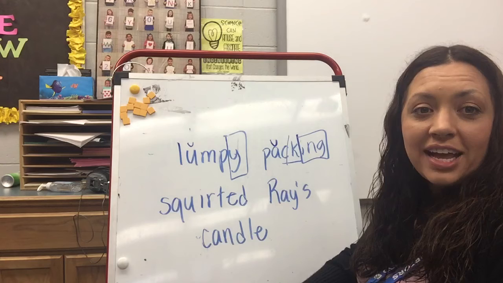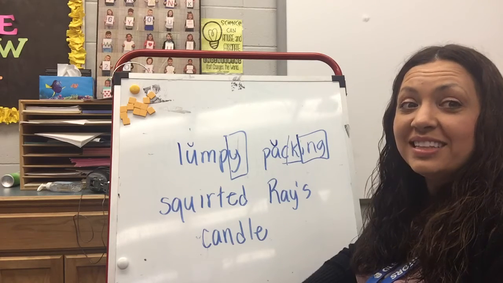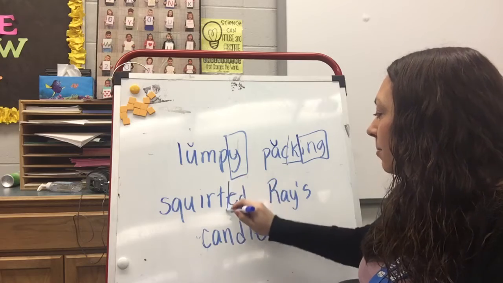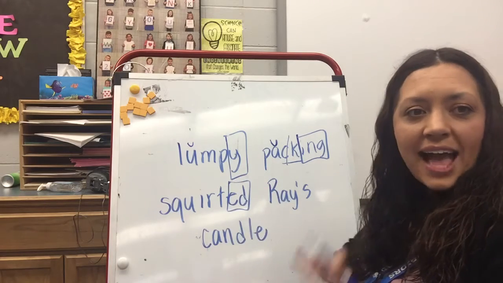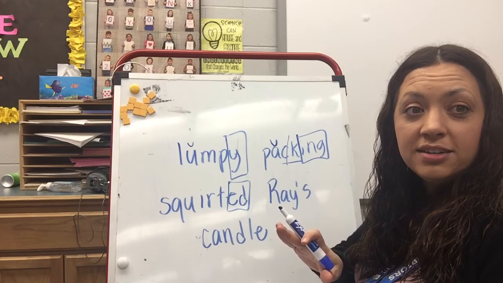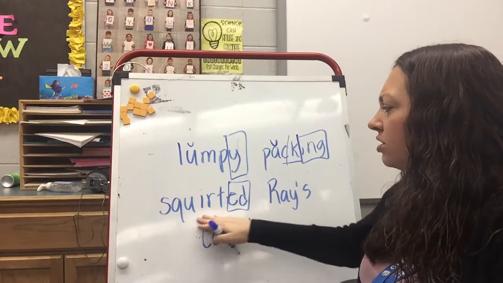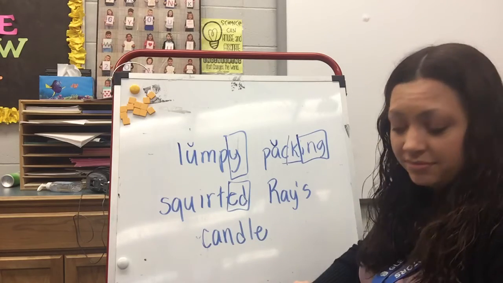All right, on our next word, what do you notice? Oh, it has something at the end, doesn't it? It has that ED, so I'm going to box it off. And when we add ED to a word, remember it's saying that that thing happened when? In the past. So this is something that's already happened. So then look at the rest of my word. What do you notice?